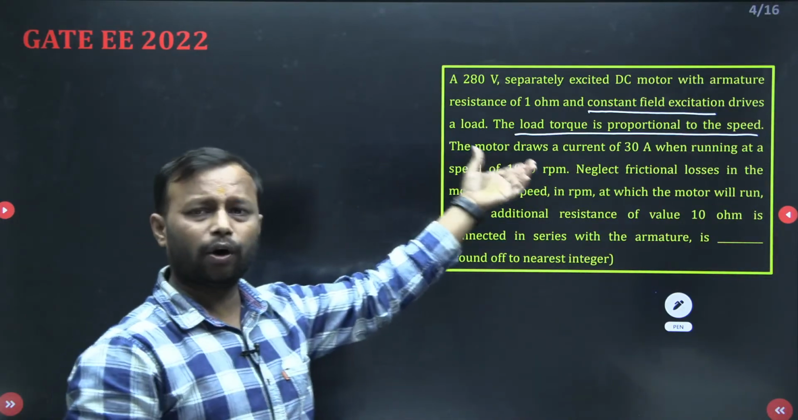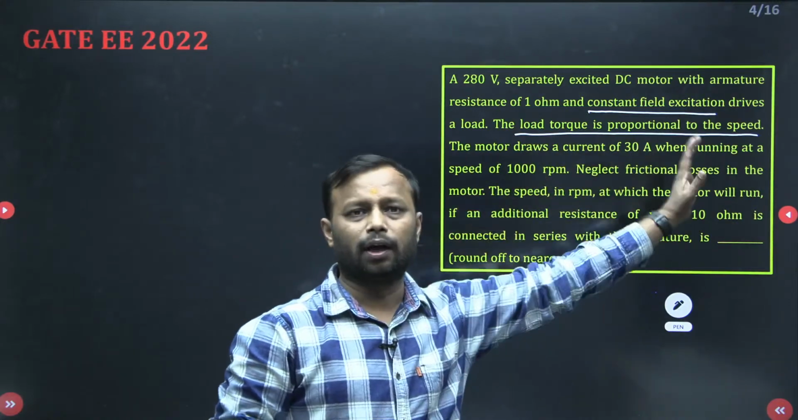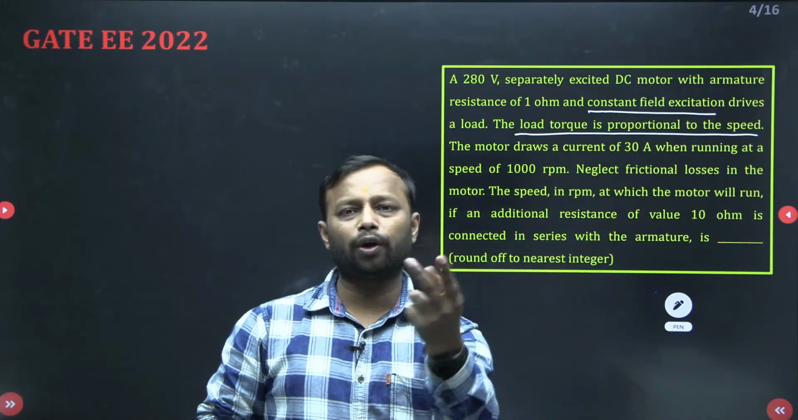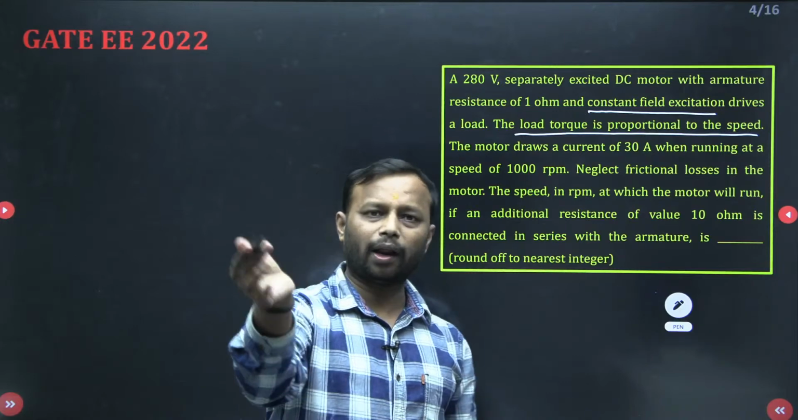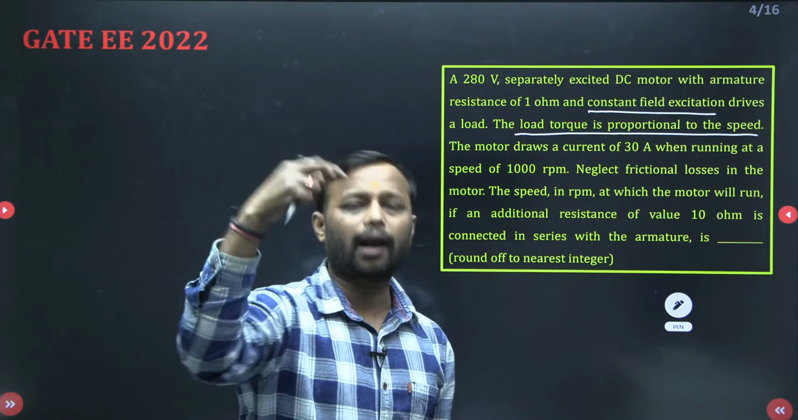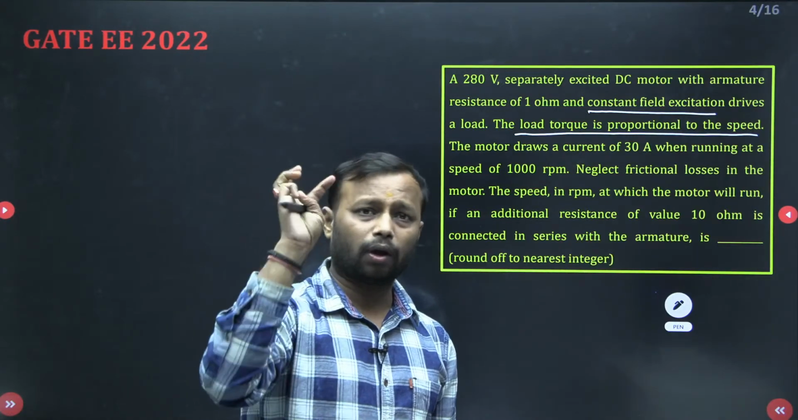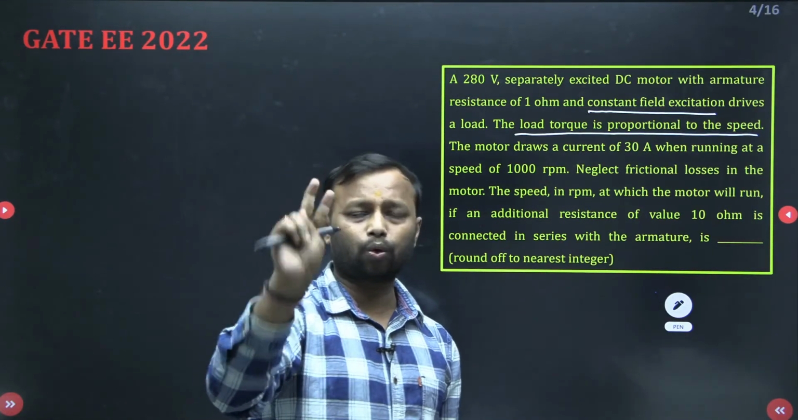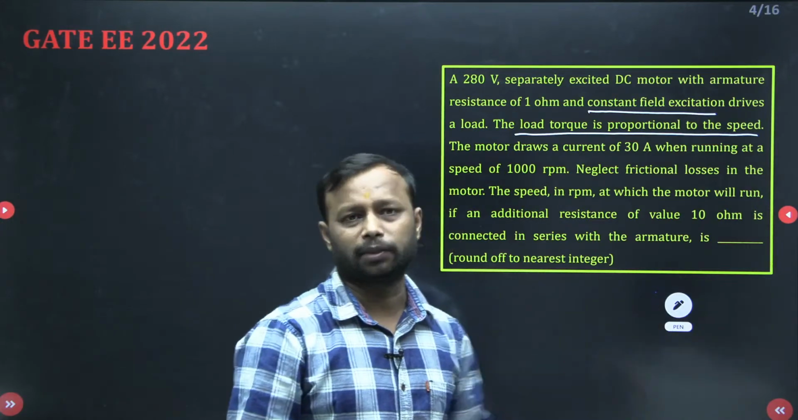So whenever you are going to have a question with respect to this DC machine, always you are going to have two cases, case 1 and case 2, and two equations, the first one torque wala and the second one EMF wala. So with the help of these two equations and two cases, you can solve any question from the DC machine. All right.